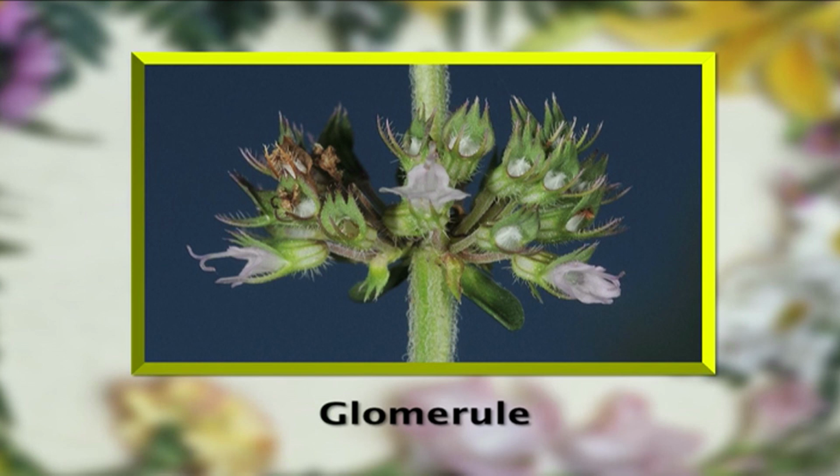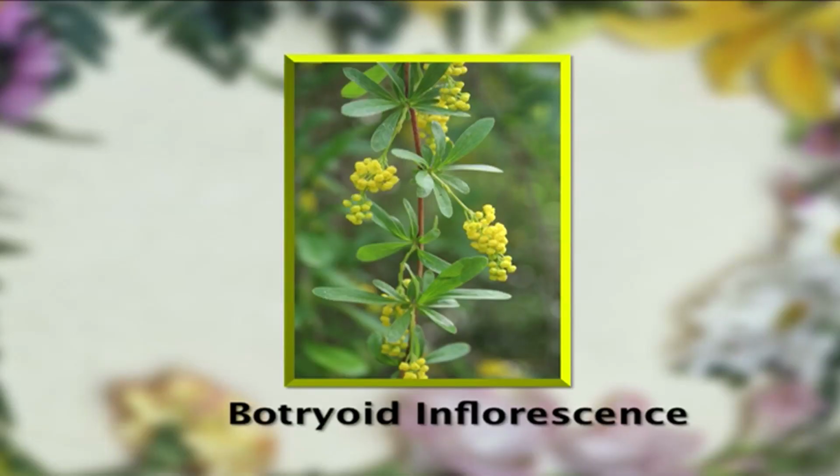It is frequent in the family Lamiaceae. Another kind of definite simple inflorescence is the raceme-like cyme called botryoid. It appears as a raceme but with a terminal flower and is usually improperly called raceme.